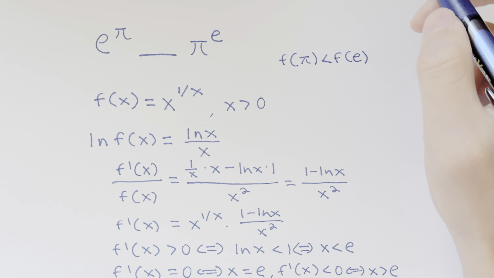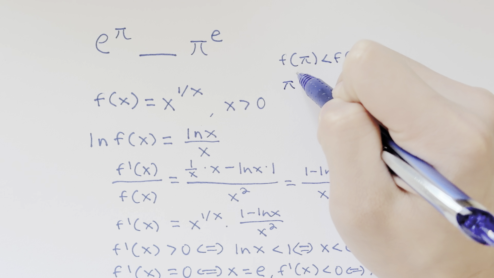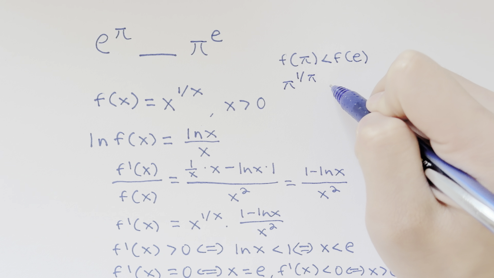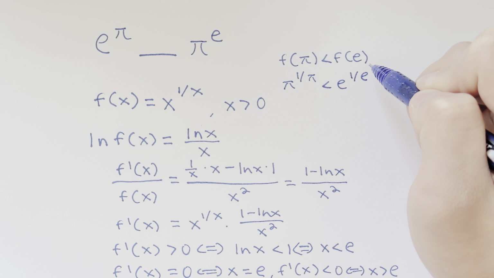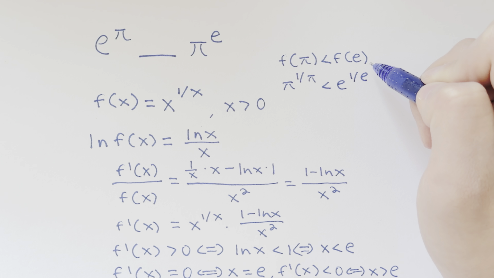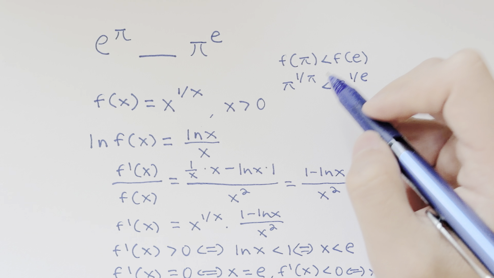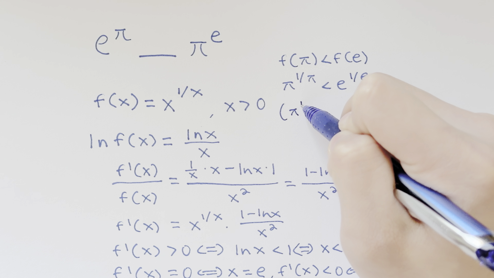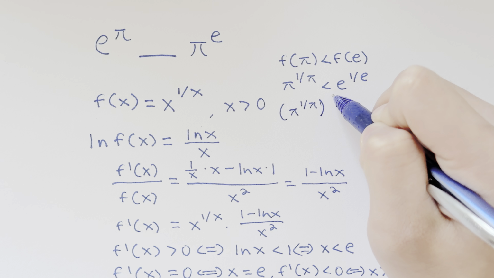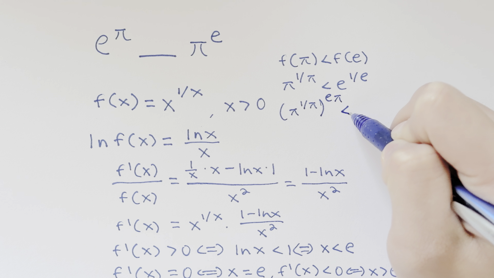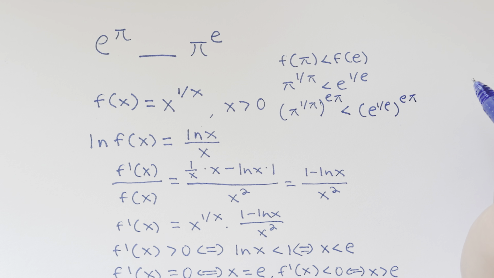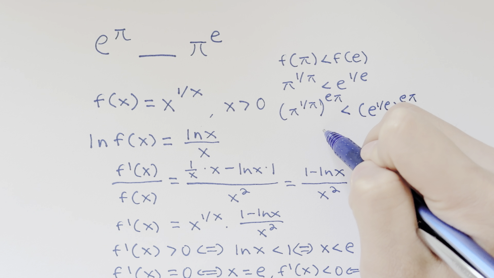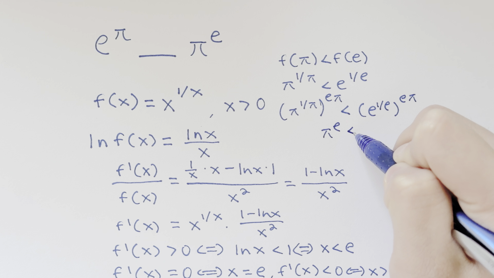And we can substitute, and we get that pi to the power of 1 over pi is less than e to the power of 1 over e. Now we can raise both sides to the power of e pi, which is positive, so the inequality is preserved. So we'll have pi to the power of 1 over pi to the power of e pi is less than e to the power of 1 over e to the power of e pi. So then we'll have pi to the power of e is less than e to the power of pi.